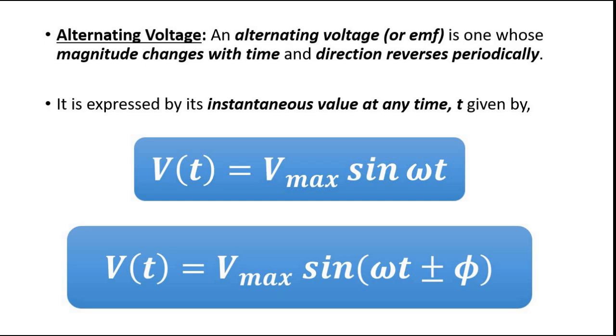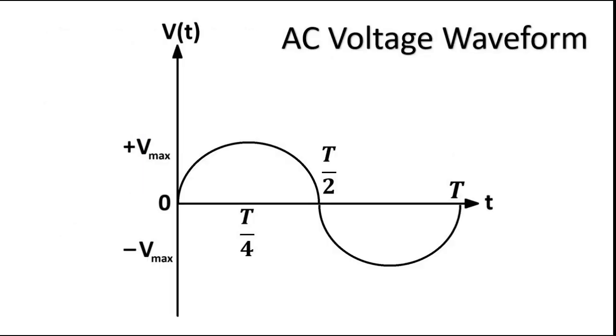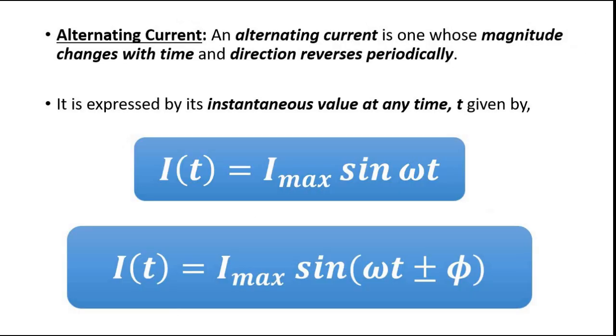This is the waveform of any alternating quantity. This is for voltage, and similarly we can express current by its instantaneous value in the same way, just with I instead of V. Here it is It equal to Imax sin omega t, and It equal to Imax sin(omega t plus or minus phi), and this is the waveform.